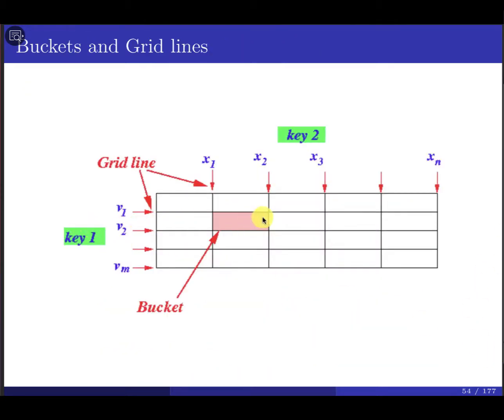So here are the grid lines, and the intersection between the values of key 1 and key 2 is going to decide the region, which we call the bucket. The bucket is going to have a pointer to the block where the data located in this bucket is stored.